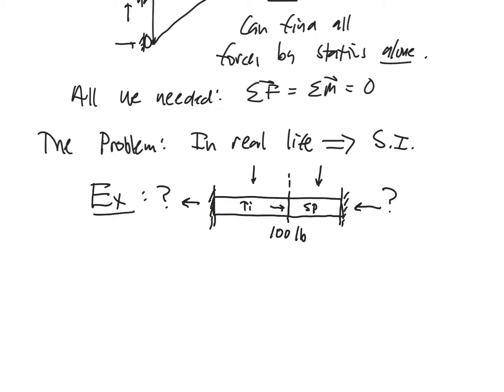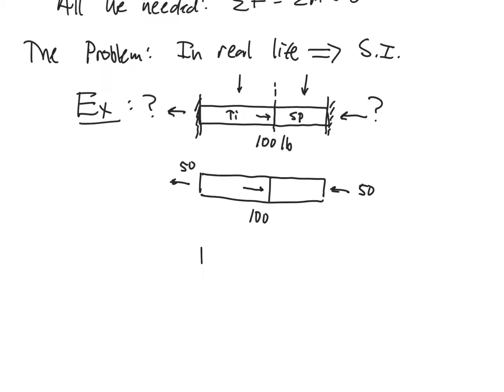Now, somebody might say, I know what the answer is. So the first student comes up, Marcia, and Marcia says, you say that's 100, I say that's 50, and that's 50. There, it's in equilibrium. But then another student comes up, Jan. Jan says, no, that's not it. I think that this is 100 and this is 0.